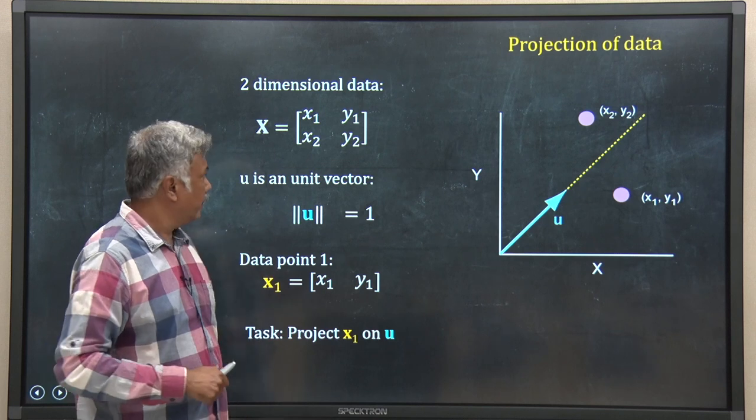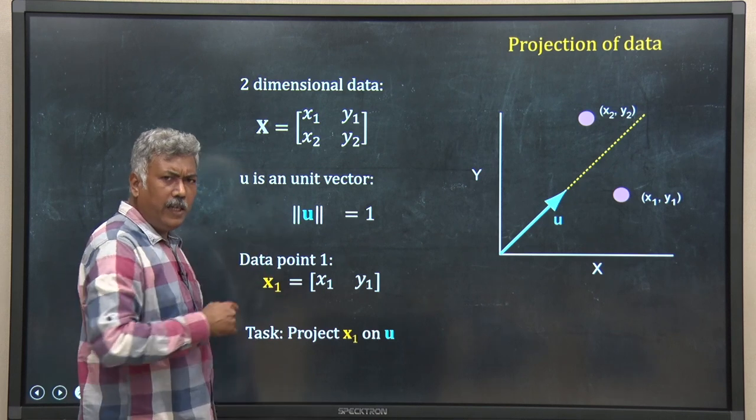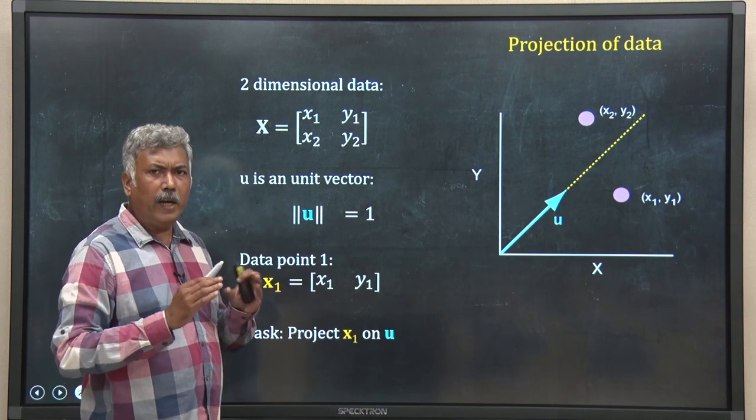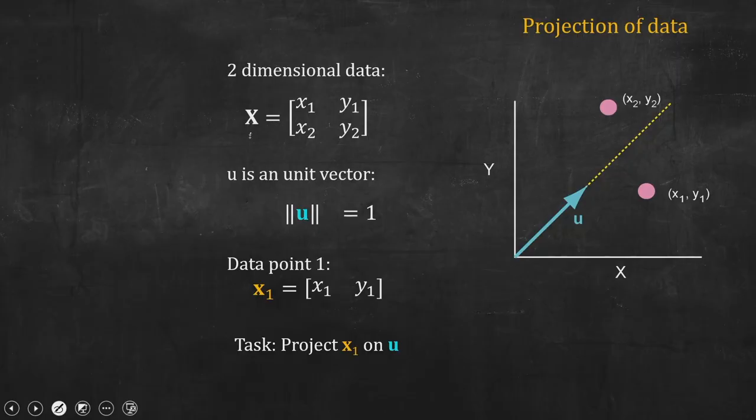That I will explain. Suppose in place of N by D matrix, I have a 2 by 2 matrix for X. So, I have two samples, these two rows, and I have two variables, X and Y. So, I can show this. This is X axis, this is Y axis, and I have two samples. This is sample 1, this is sample 2, these pink points.